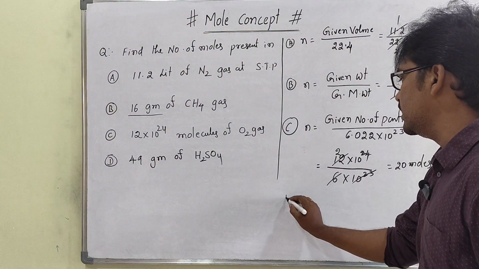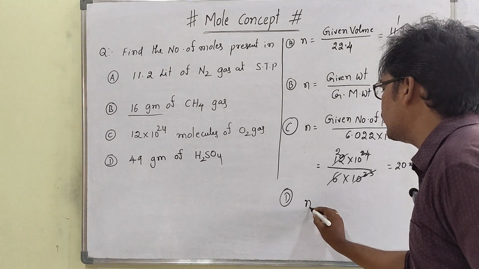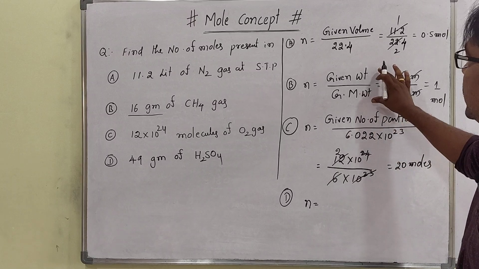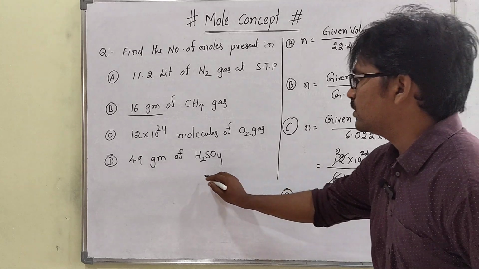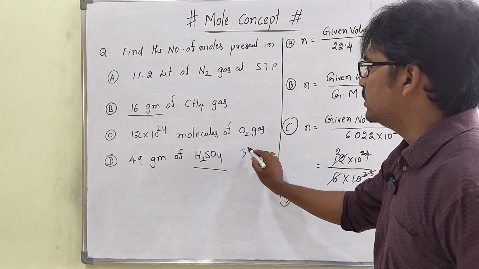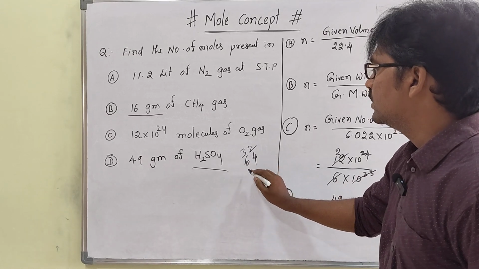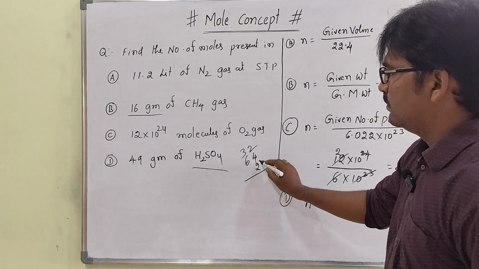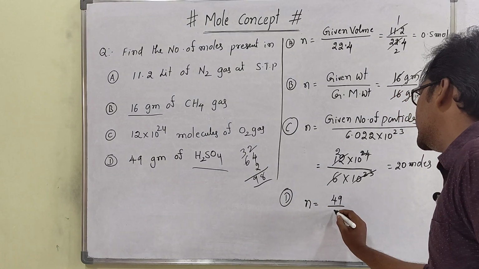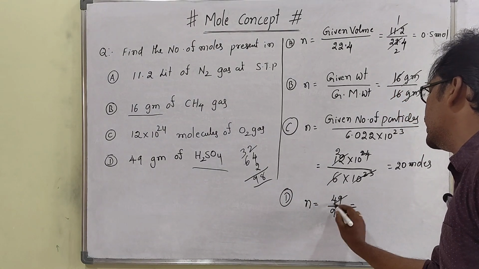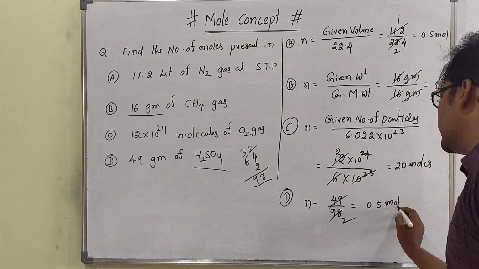Then look at the fourth option, D. 49 grams of H2SO4. Number of moles equals given weight divided by molecular weight, the same formula. The given weight is 49. The molecular weight of H2SO4: sulfur 32, oxygen 64 since there are 4 oxygens, and hydrogens 2. So totally it is 98. Divided by 98, you get 1 by 2, that is 0.5 moles. Okay, clear, my dear students?